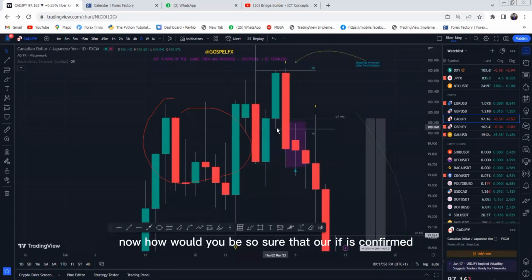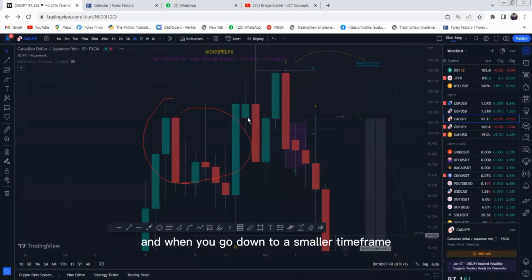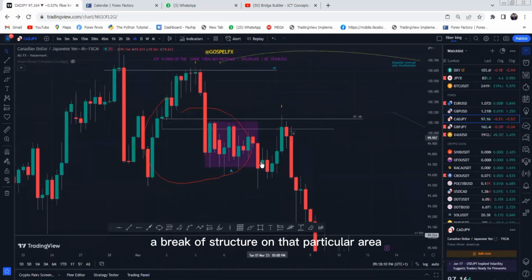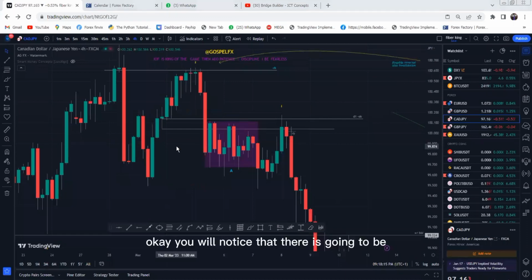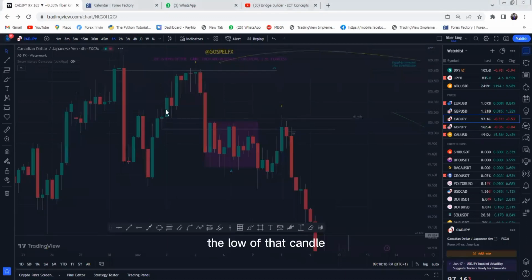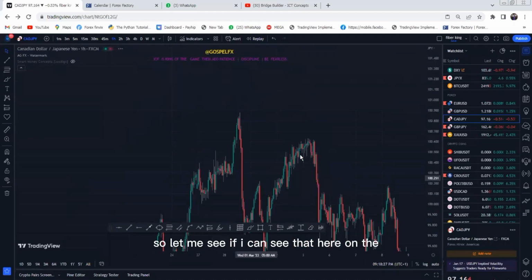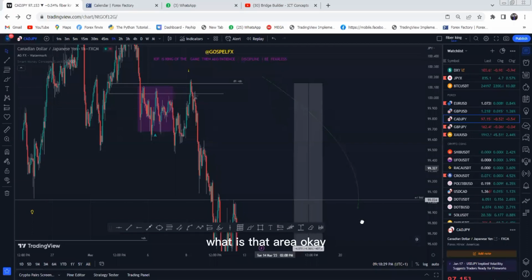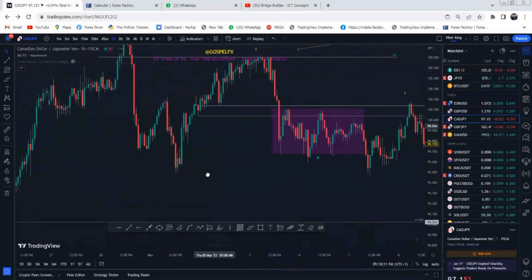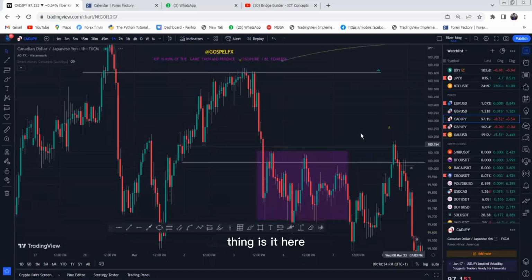Now, how would you be so sure that our IF is confirmed just by price taking this low? Price taking this low is going to confirm a bearish reversal pattern. And when you go down to a smaller time frame, you will notice that we are already having a break of structure on that particular area. The low of that candle is going to be a break of structure as well. So let me see if I can see that here. Okay, I think it's here.